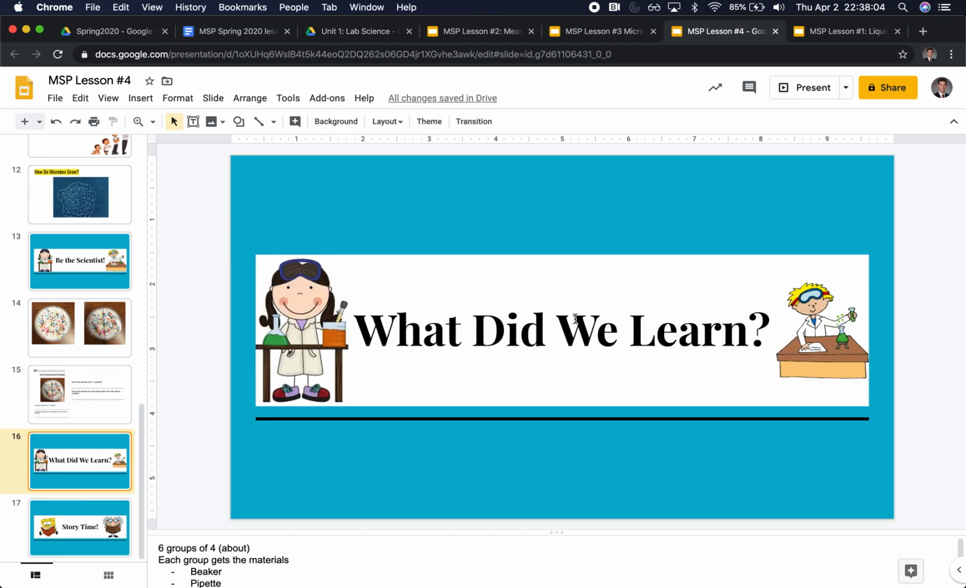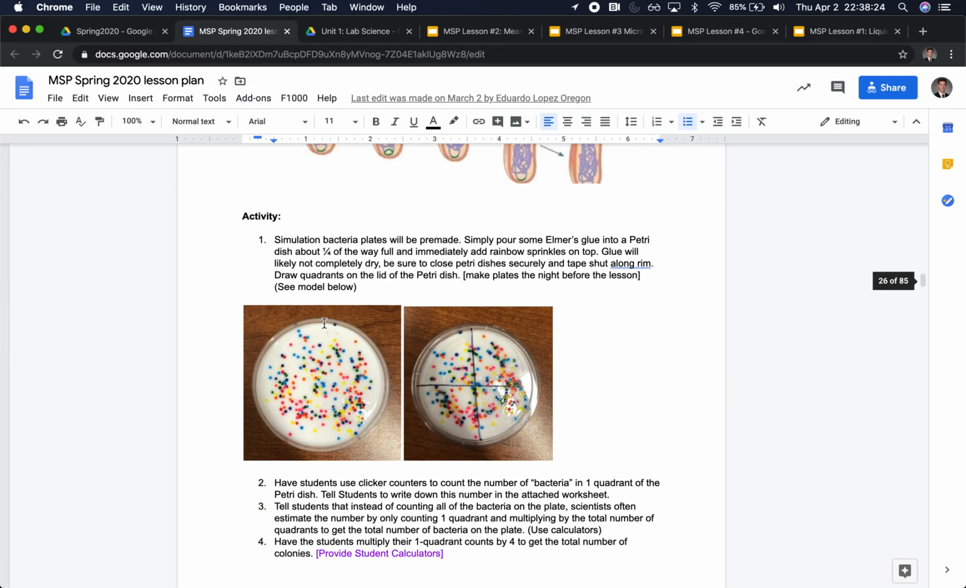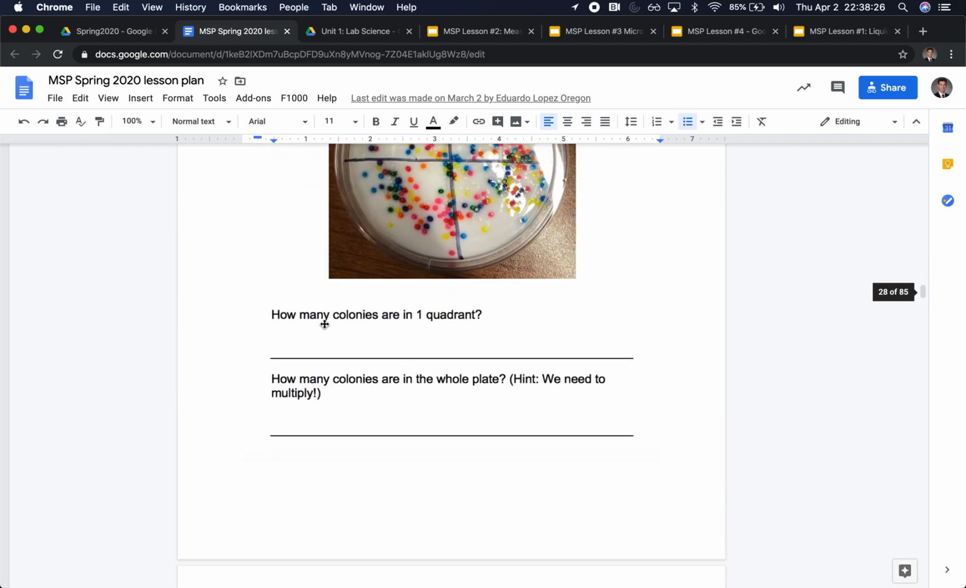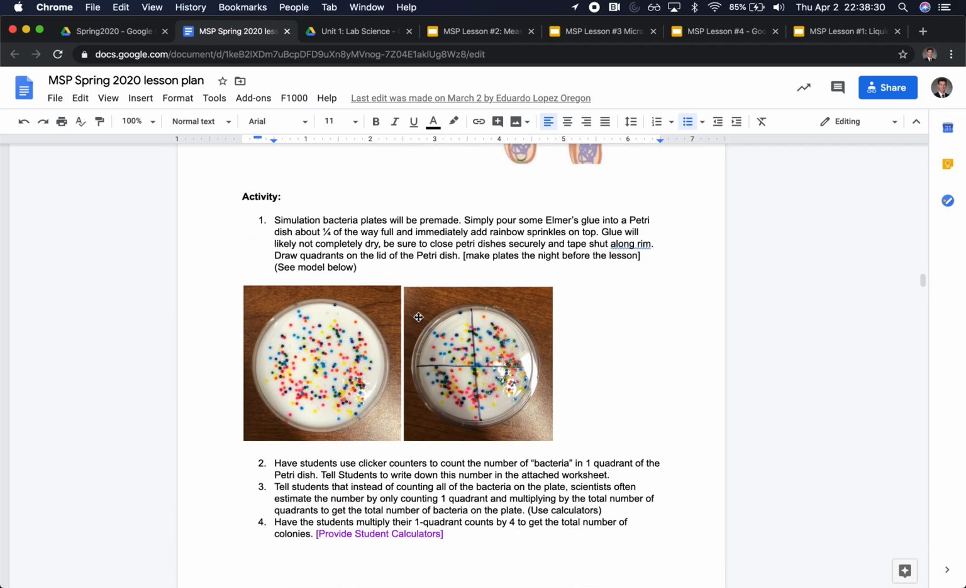And then I did a review. What did we learn? And then I did story time at the end of this lesson, just to review the topic of bacteria and bacterial colonies. So again, these worksheets, printing these out is important.